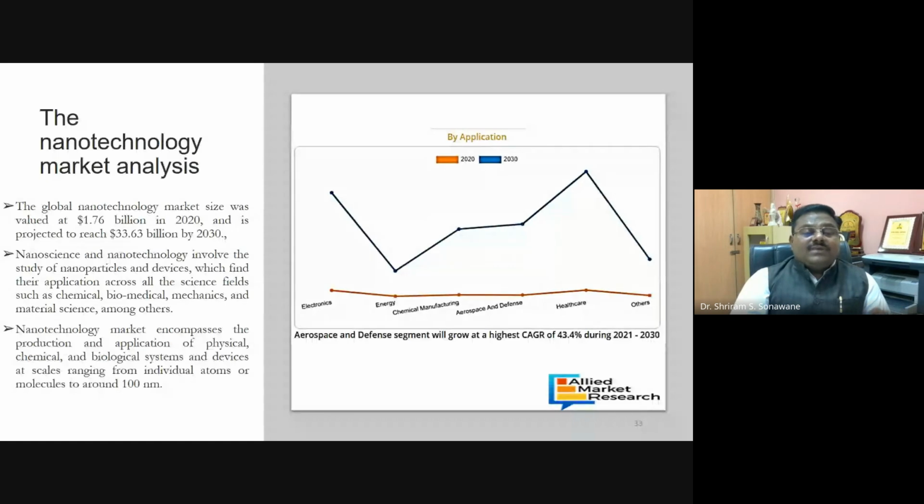Nowadays, if you look at the nanotechnology market, in the year 2020 it was very low. But now if you see the market in terms of various fields, electronics, energy, chemical manufacturing, aerospace and defense, healthcare and others, there are a lot of applications of nanotechnology, and a lot of money is involved in the research of nanotechnology and its further production. Next slide.